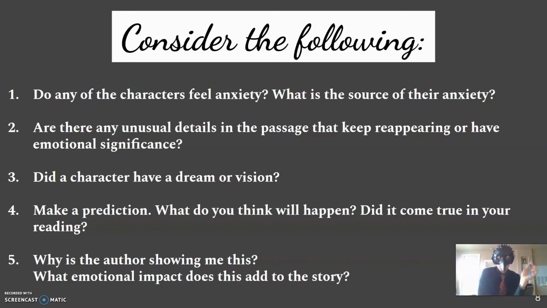Simple enough, right? Once you've identified what kind of foreshadowing you're dealing with, you need to make a prediction, because the author wants you to make a prediction or to guess that something is coming when they put in foreshadowing like that. What do you think is going to happen? Did it end up coming true in your reading? And the last and final one is, why is the author showing you this hint of the future, this foreshadowing? What emotional impact does this add to the story?